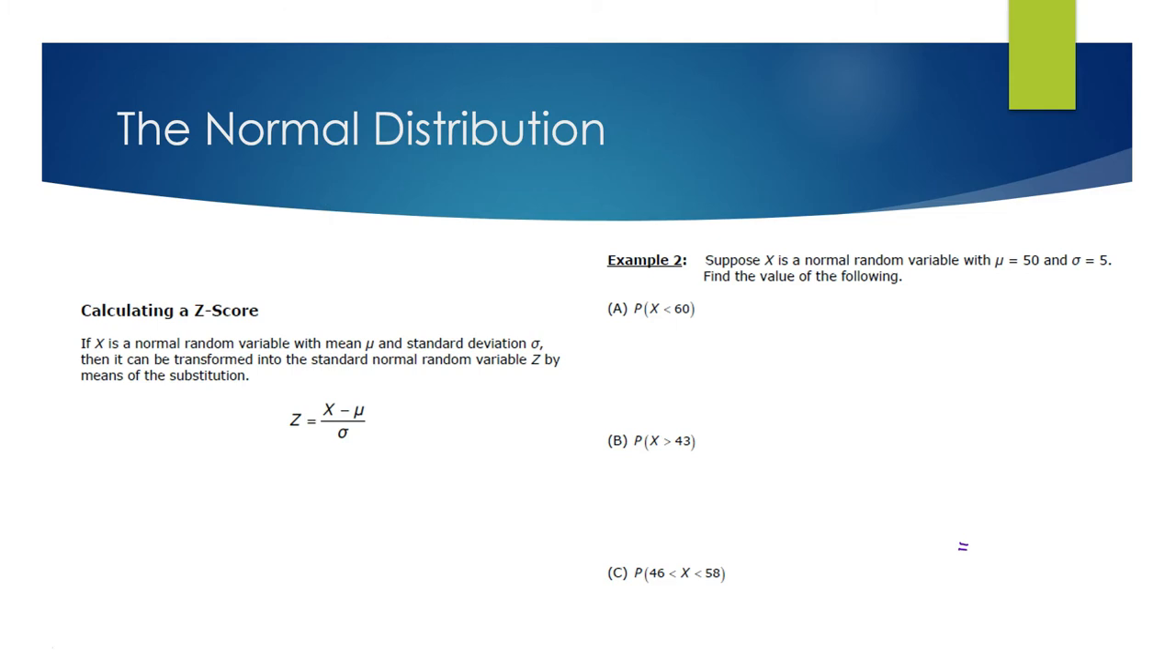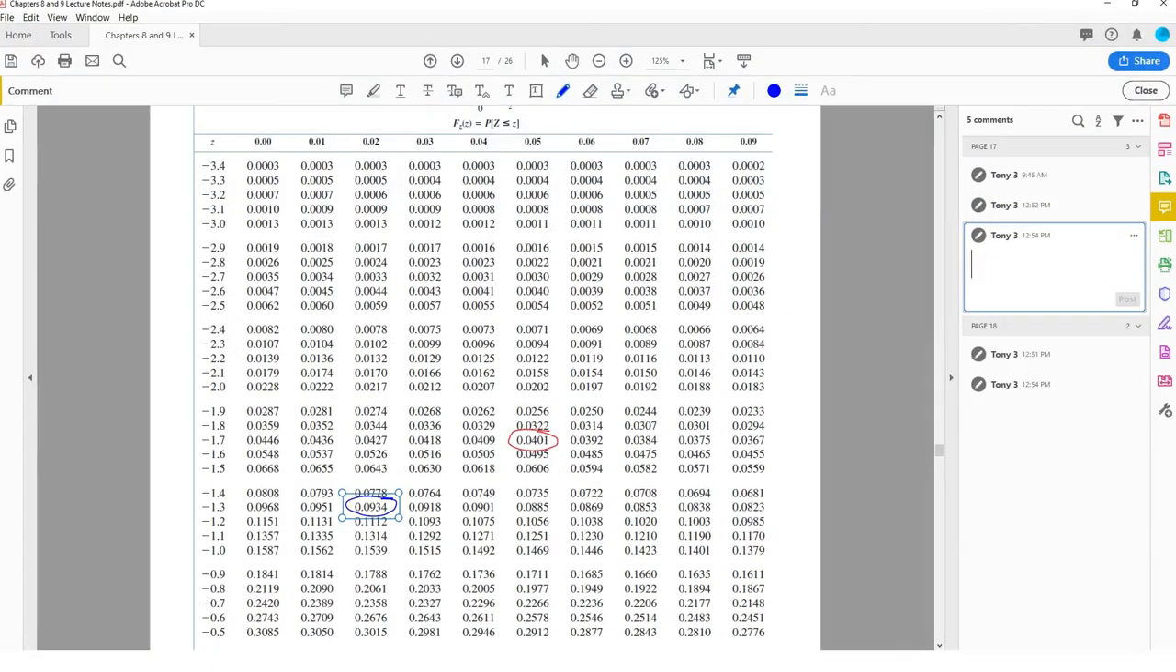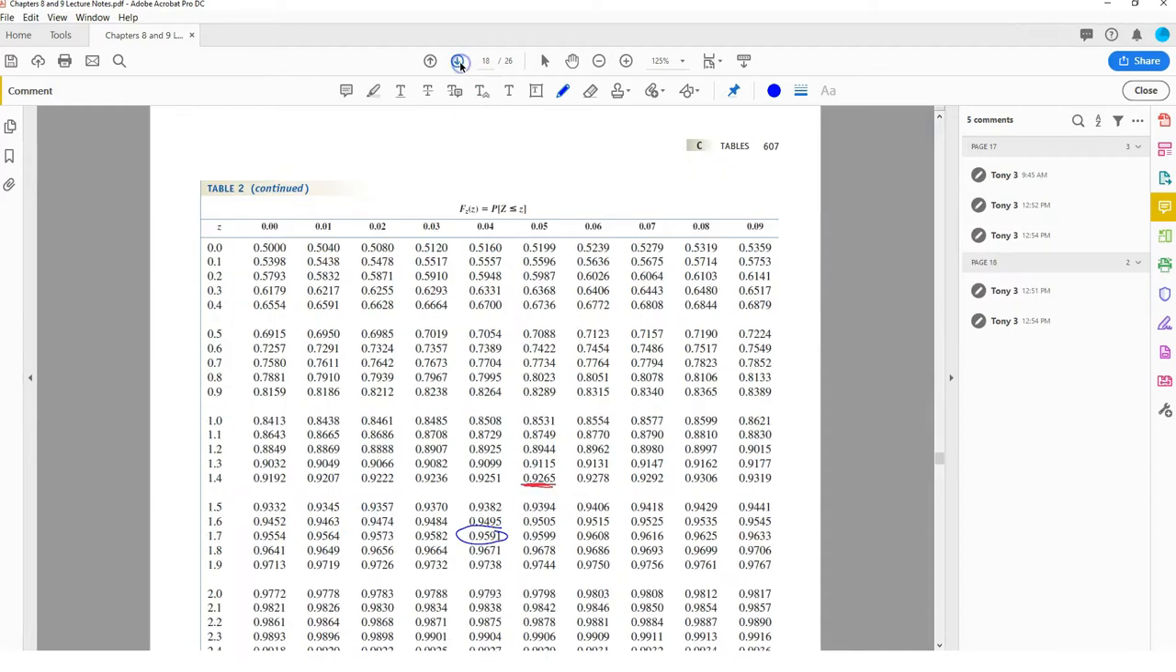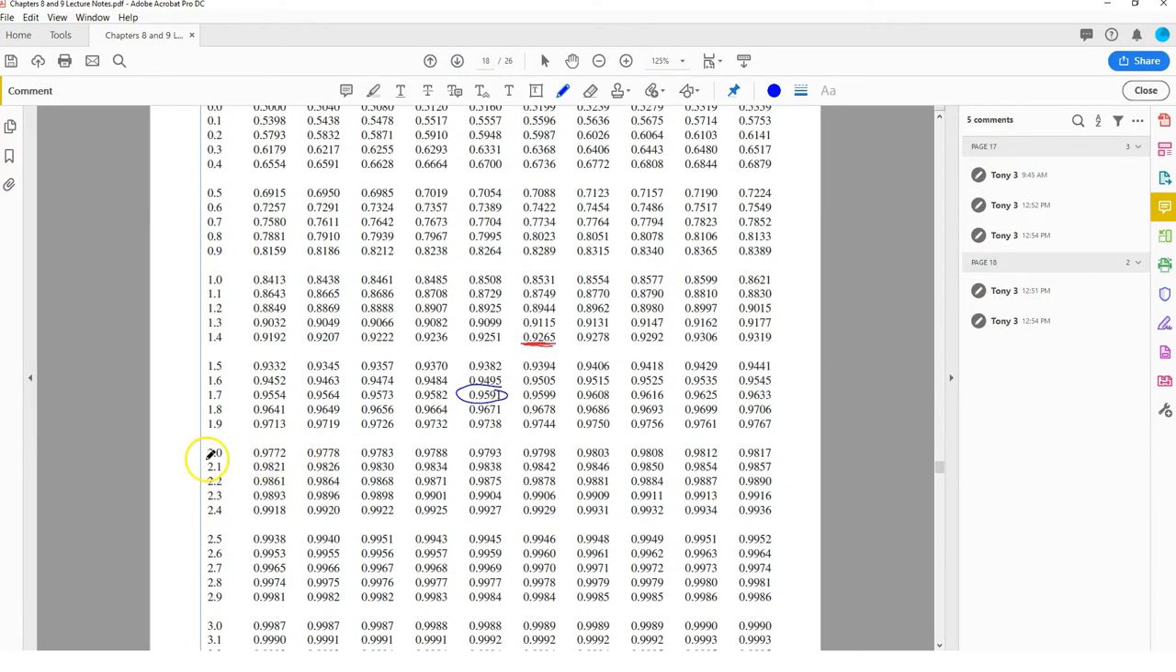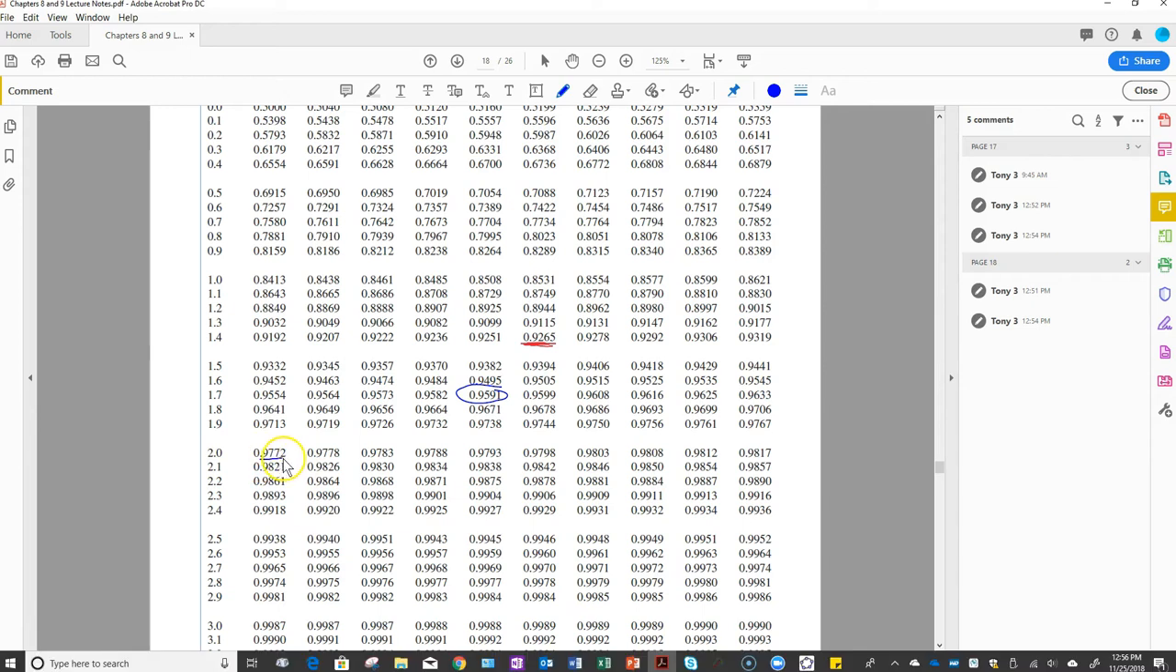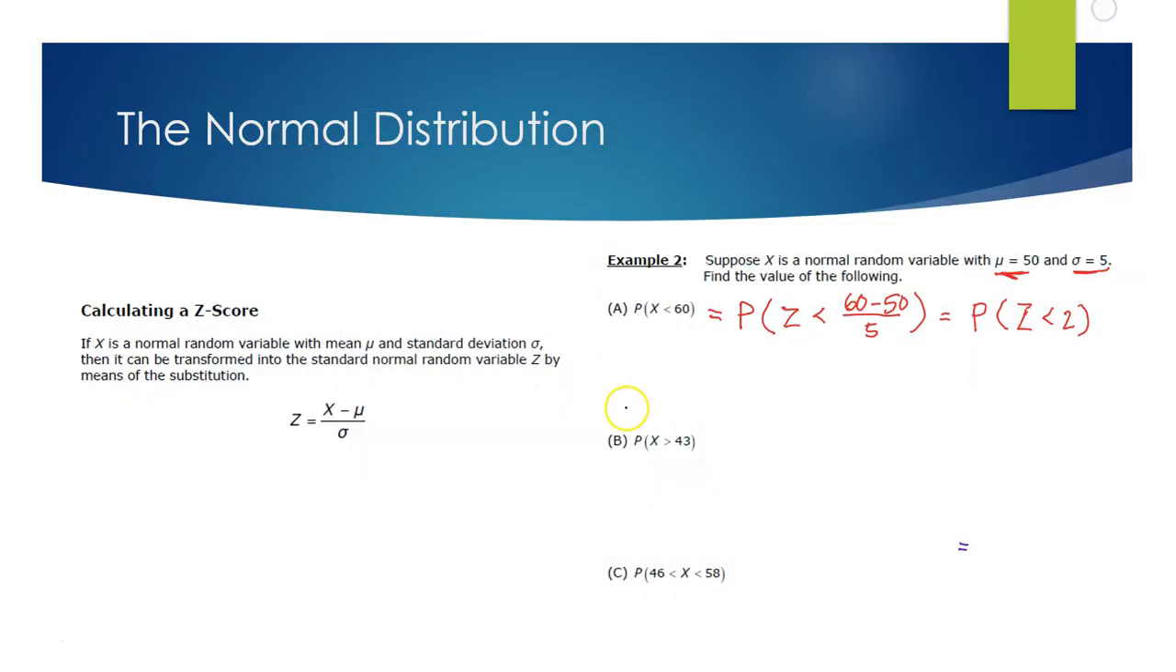For A, the probability that x is less than 60 is calculated by doing 60 minus 50 over 5. So z is going to be less than whatever that equals, and that happens to equal 2. So I'm looking for the probability that z is less than 2. Coming back to the positive z table, I'm looking for the probability of being less than 2.00, so that's 0.9772. So the probability of being less than 2 is 0.9772.